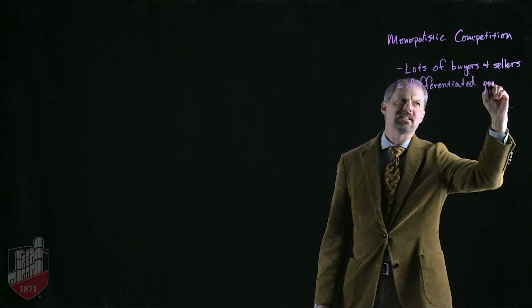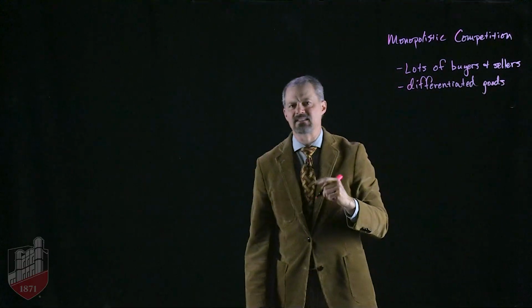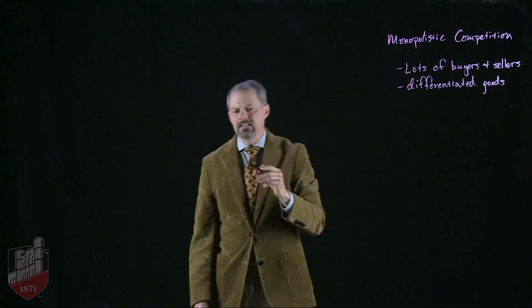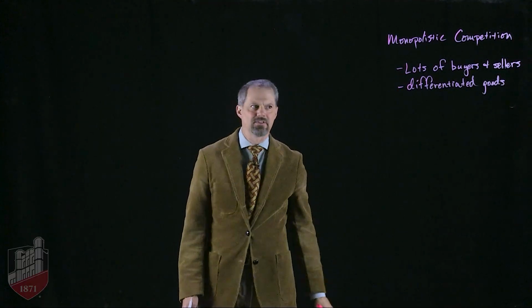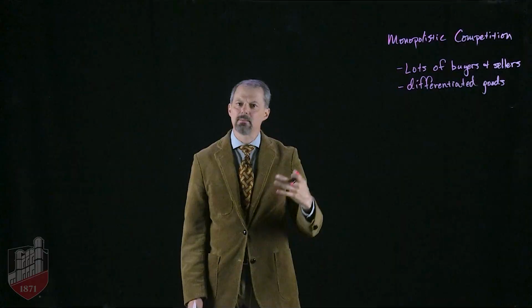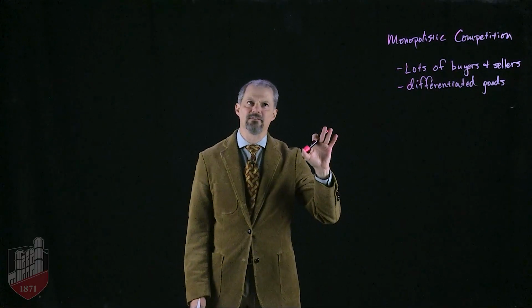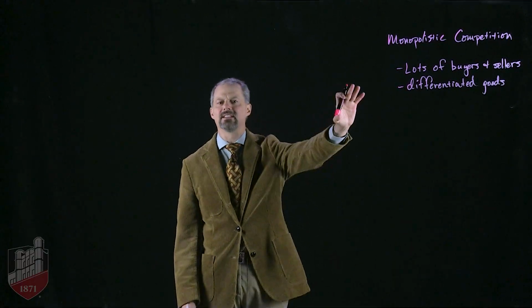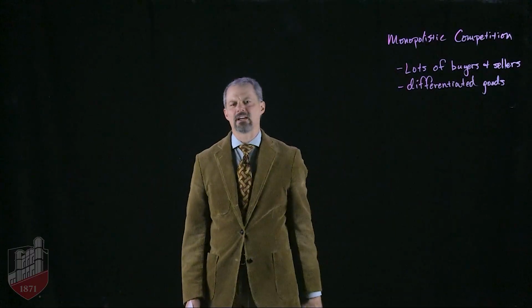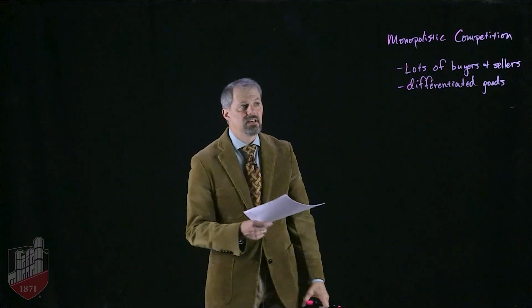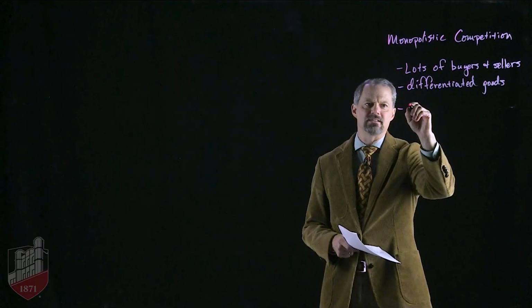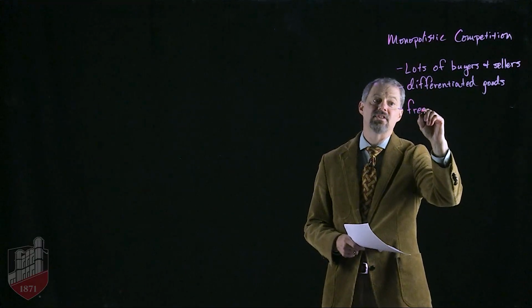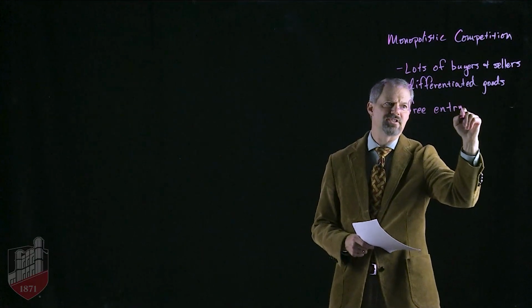So it is not the case that everybody's selling the same thing. Each seller is selling something that's somewhat different from what everybody else is selling. And we'll talk about what that means. That's going to be a very important difference between this market structure and perfect competition. And then the third characteristic is that there's free entry and exit. So I'm just going to say free entry. There are no barriers to entry.